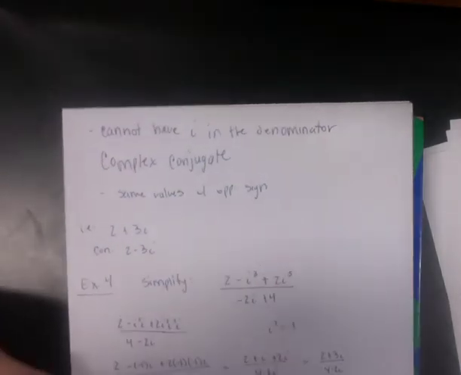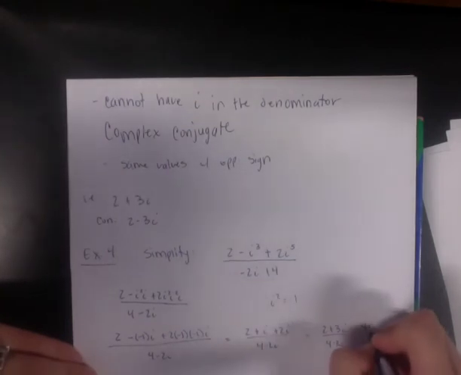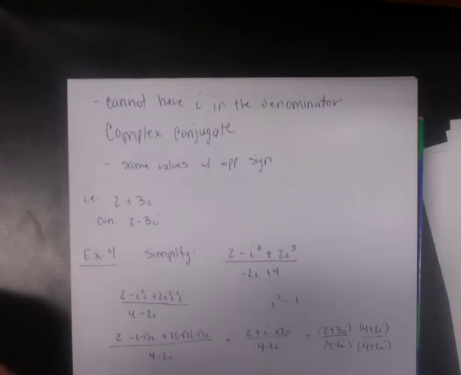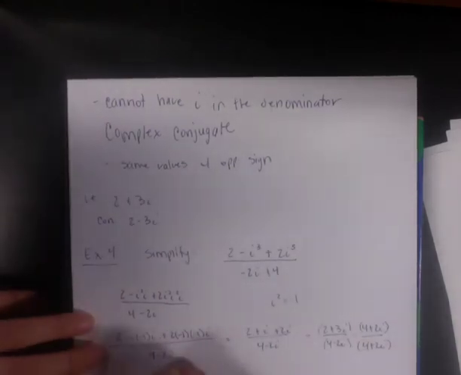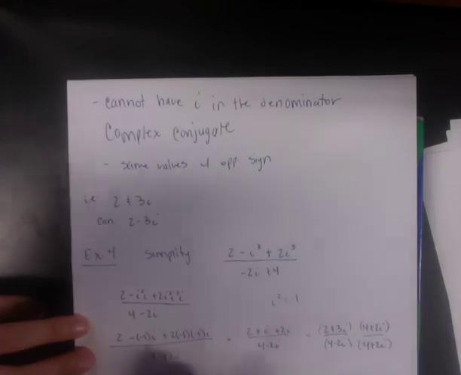Now I'm ready to multiply by my complex conjugate. My complex conjugate, I have 4 plus 2i over 4 plus 2i. Again, make sure you multiply the top and the bottom. Now let's just look at the denominator. 4 minus 2i times 4 plus 2i. I multiply my first, 16, my outside, 8i, my inside, minus 8i, and my last one I'll have minus 4i squared.